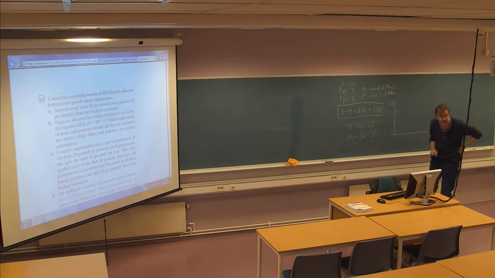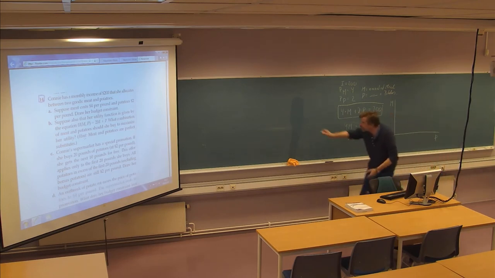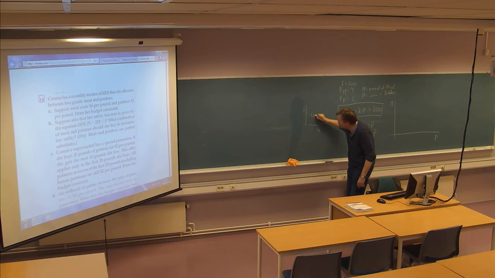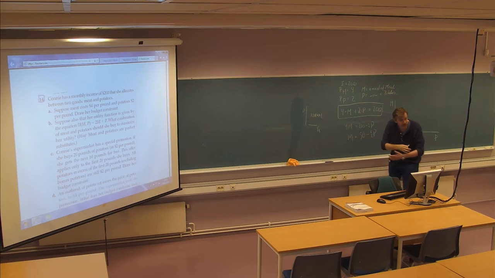Is there a reason meat's on the y axis? No. Not here. Here is full freedom. You can choose whatever you like. There's no logic here. But when it comes to price and quantity, it's normal to have price on the y axis and quantity on the x axis. In this case, there is no reason why meat should be different than potatoes. Okay, so here it's more up to you.